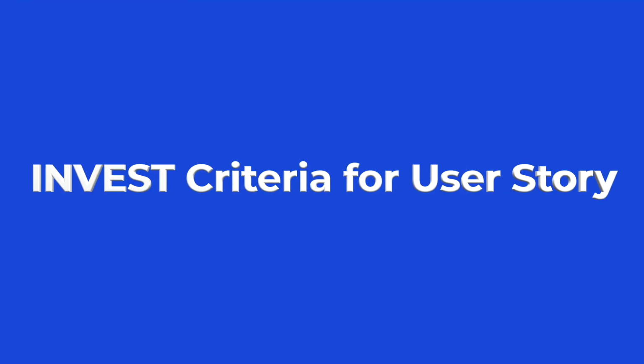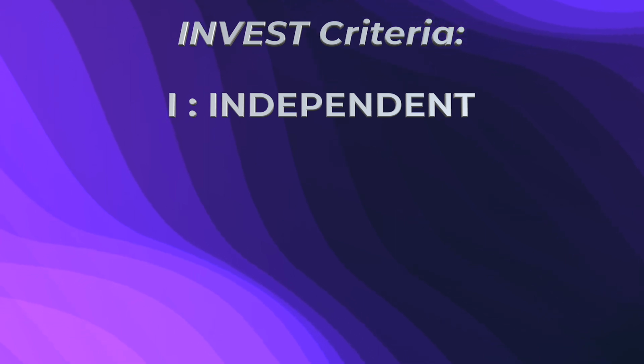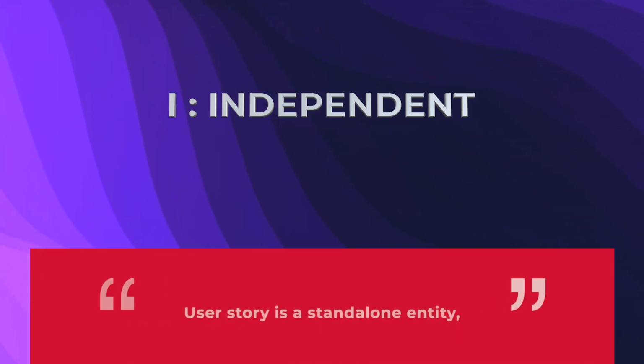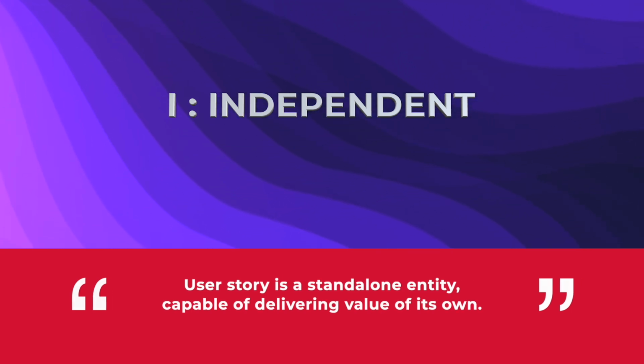Now that we have a basic structure, let's dissect what makes a user story truly effective. This is where the INVEST criteria comes into play. The INVEST criteria helps product teams evaluate how structured and actionable their user stories are. The INVEST criteria includes 6 parameters for user stories. I for independent. Imagine each user story as a standalone entity, capable of delivering value on its own. If a story relies too heavily on others, it may become tangled in dependencies.